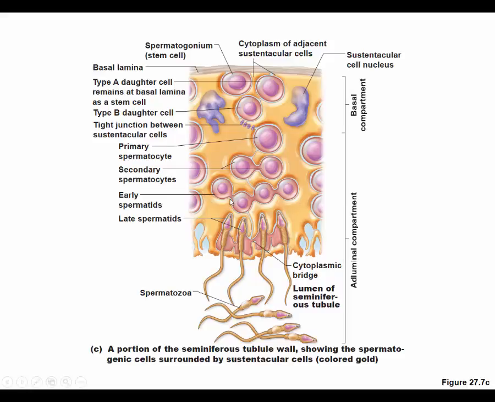Then this process of taking these spermatids and forming the cytoplasmic bridge, condensing the intracellular material into a neck and a flagellum, so they're active swimming sperm, then we call them spermatozoa. But that whole process going from spermatid to spermatozoa is called spermiogenesis.